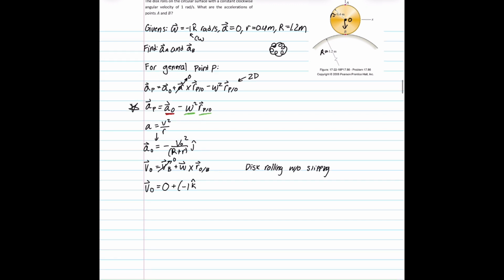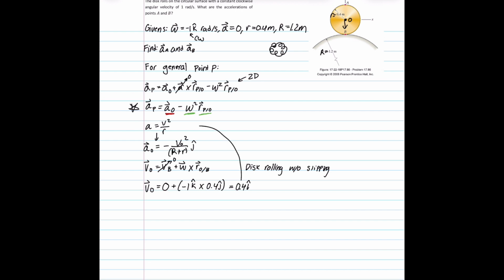Okay, great. Now we can move forward because we know the angular velocity and position vector from B to O. So 0 plus negative 1 k, because that was given to us. And from B to O is just the radius, and it's going in the positive j hat direction. So if you take the cross product, that's what you get.